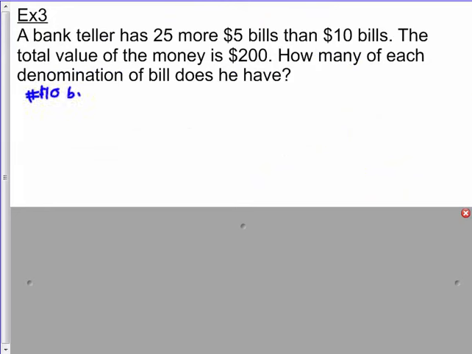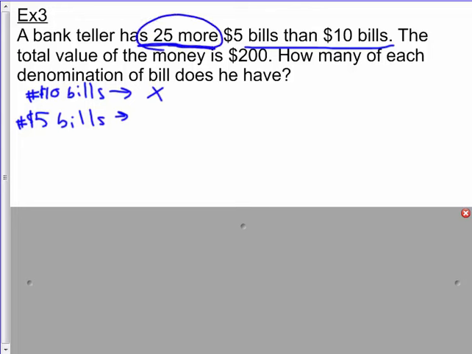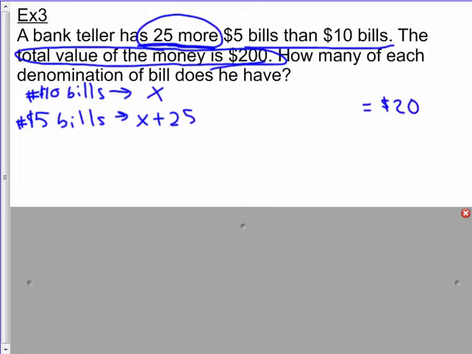In example 3, we're looking at a bank teller here, and we want to figure out the number of each denomination bill he has. So in this one, I have $10 bills and I have $5 bills. It says I have 25 more $5 bills than $10 bills. Do I know how many $10 bills I have? No. So that's going to be my X. My $5 bills are X plus 25. Now this is where it becomes a little bit tricky because it tells you the value of the money is $200. We have only the number of bills.